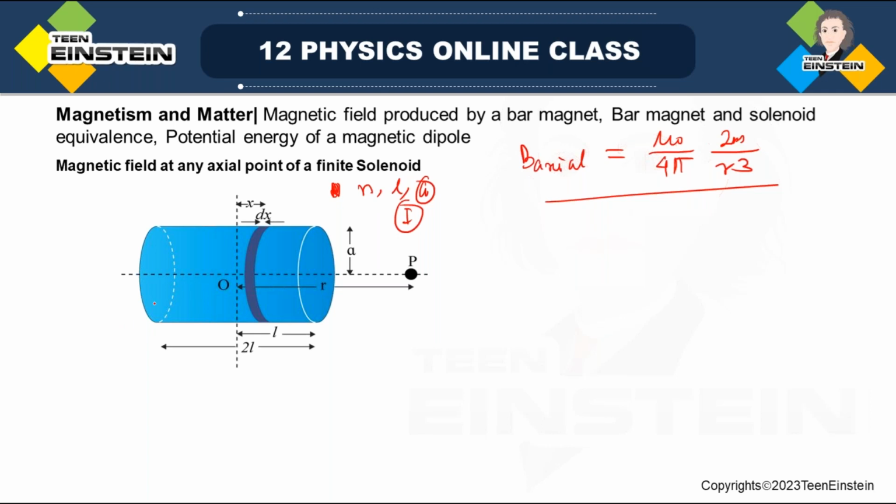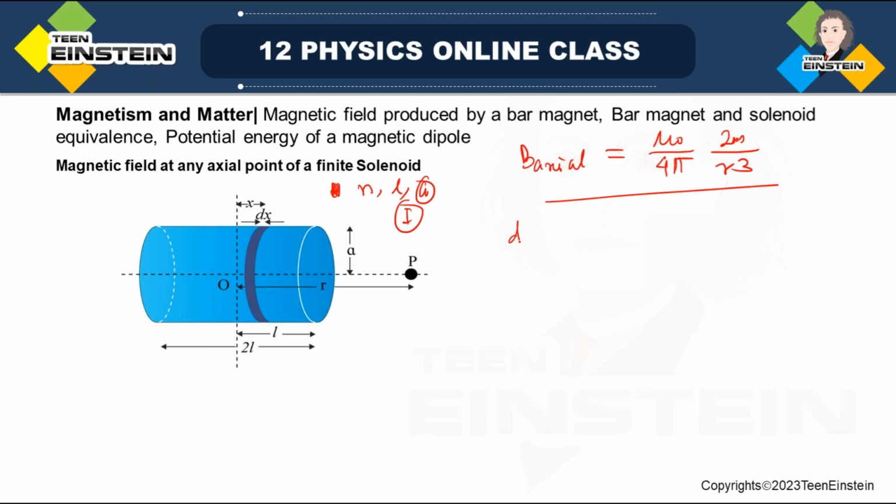Now if I consider the midpoint to be O on the axis, I have to find the magnetic field at point P, which is at r distance from the middle point O. I consider a very small element of the solenoid which has thickness dx, at x distance away from the center. What will be the magnetic field due to this element at P?